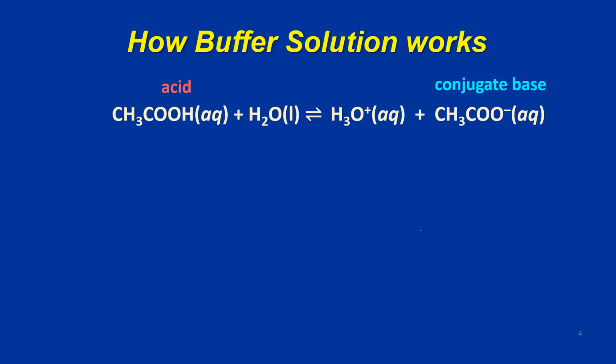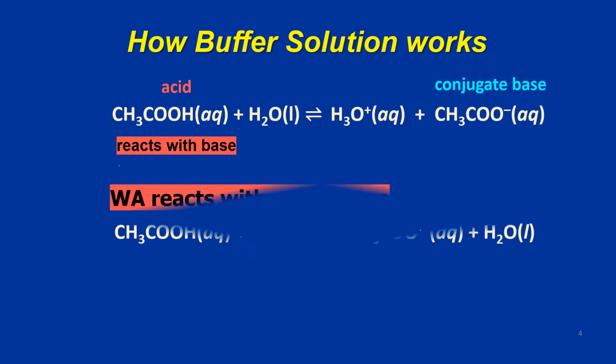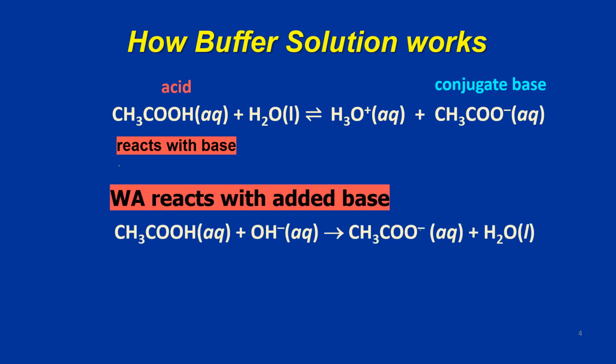Now we're going to take a look at how a buffer solution works. As we mentioned before, our buffer solution contains our two important components, a weak acid and its conjugate base. And we will see that the weak acid component of our buffer will react with added strong base. So if we add a strong base, it will supply hydroxide ions. And the hydroxide ions will then react with our weak acid to produce its conjugate base and water.